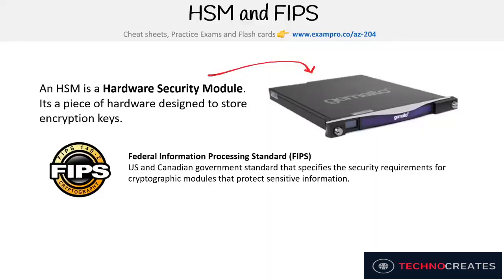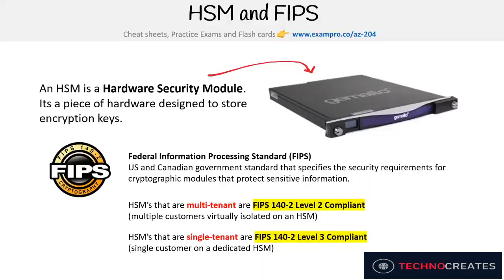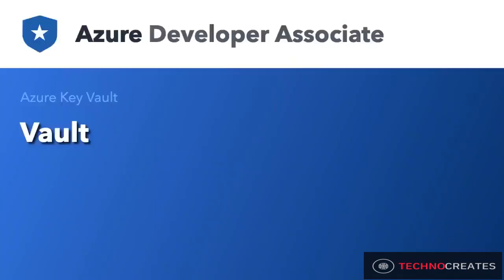information. And so HSMs can be multi-tenant, and if they are, this is where we would be using FIPS 140-2 level 2 compliant. So you have multiple customers virtually isolated on an HSM device. That's kind of a way of sharing the cost of one of these very expensive machines. And then you have HSMs that are single tenant. This is where, if you need to meet level 3 compliance, you have a single customer dedicated on an HSM. So there you go.